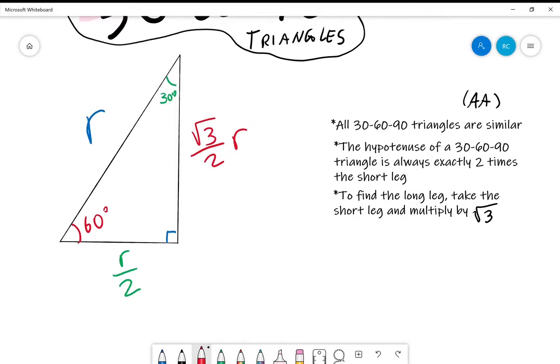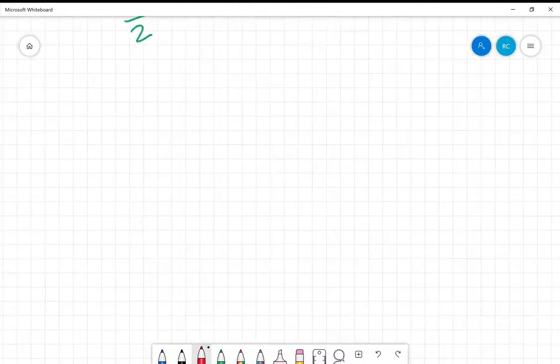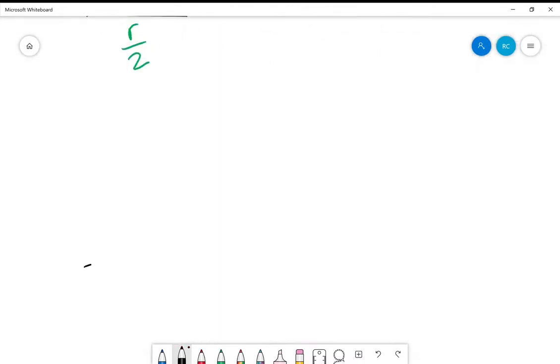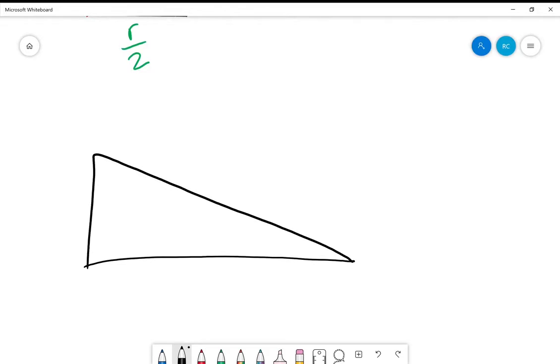Okay, so let's look at a problem. And I'm just going to make these up. So let's say I've got a 30, 60, 90 triangle, and my short side is 10 feet. Okay? The short side is 10 feet. And I want to find those two sides.